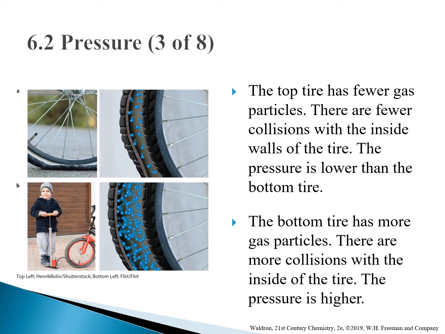In this picture, the top tire has fewer gas particles. There are fewer collisions with the inside walls of the tire. The pressure is lower than the bottom tire. On the other hand, the bottom tire has many more gas particles. There are more collisions with the inside of the tire. Therefore, the pressure is higher.